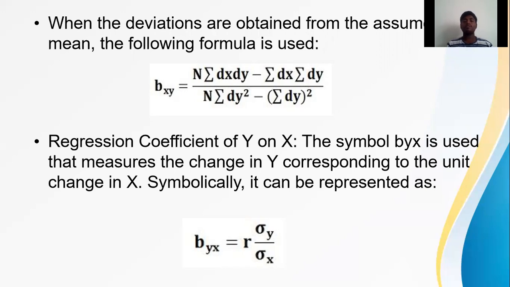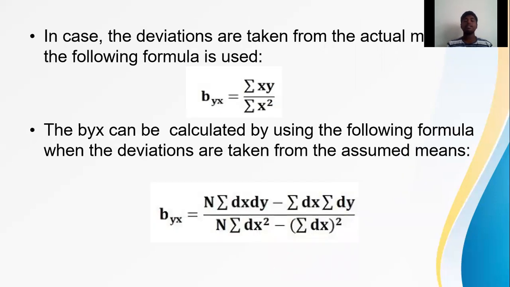Regression coefficient of y on x. The symbol byx is used that measures the change in y corresponding to the unit change in x. Symbolically, it can be represented as byx is equal to r into sigma y by sigma x. In case the deviations are taken from the actual mean, the following formula is used. Byx is equal to sigma xy by sigma x square.